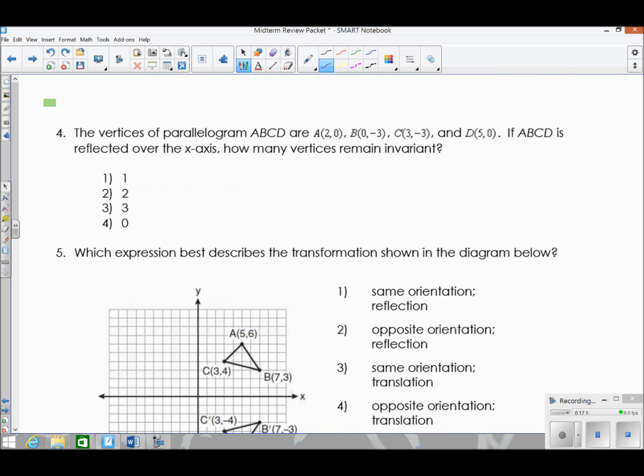So a couple other different types of examples that you might see. For this example, the vertices of a parallelogram ABCD are these points. If ABCD is reflected over the x-axis, how many points remain invariant? So what that means is how many points remain the same. Invariant means not varying, so remains the same. The best way to do this is actually just to sketch it.